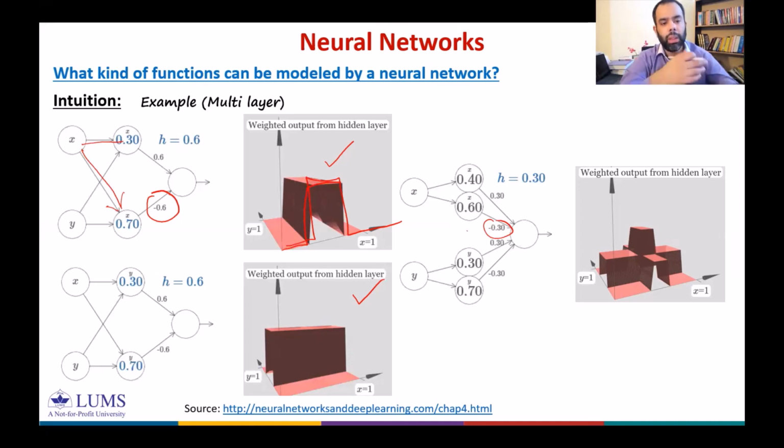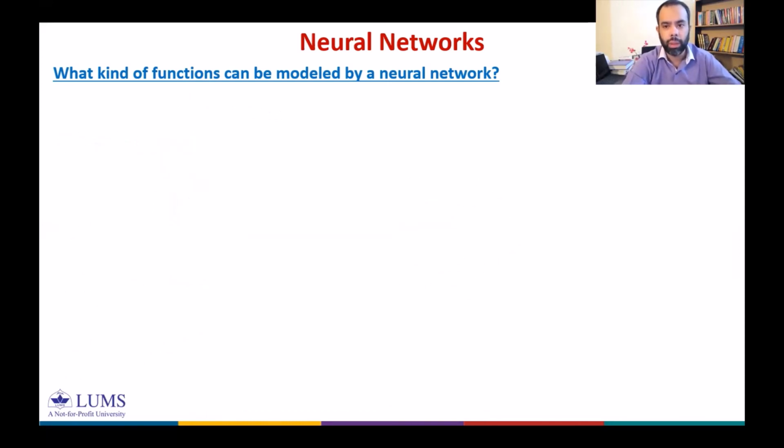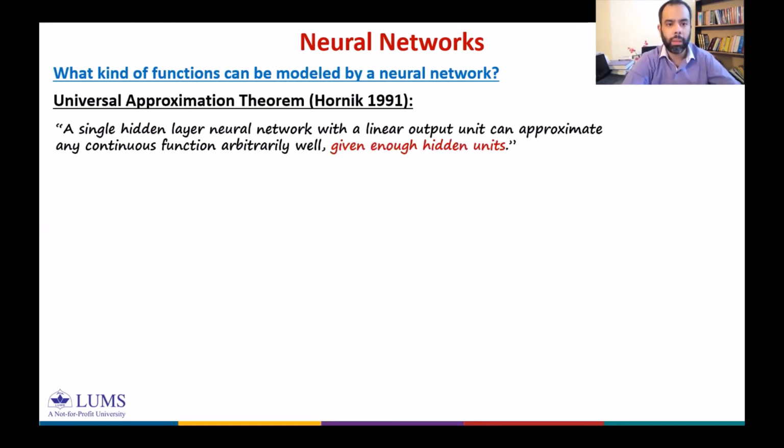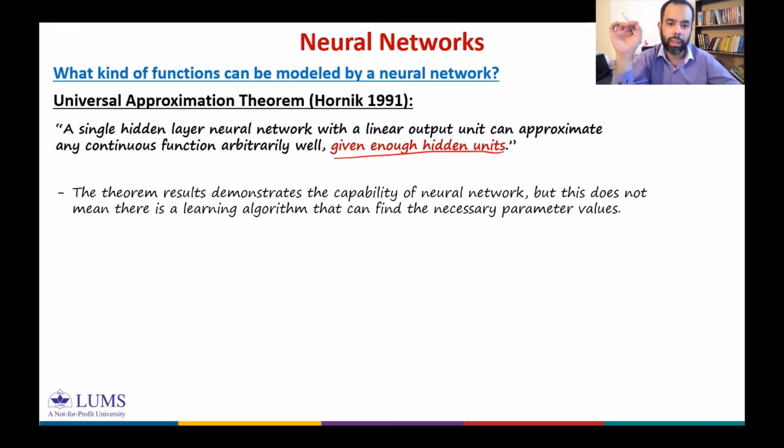These are some of the graphical representations, but if we generalize this and answer the question of what kind of functions a neural network can model, we use a theorem called the universal approximation theorem, proposed by Hornik in 1991. It says that a single hidden layer neural network with a linear output unit can approximate any continuous function arbitrarily well, given enough hidden units. So we can have any continuous function. These results demonstrate the capability of a neural network. But obviously, this does not mean there is a learning algorithm that can find these parameter values.